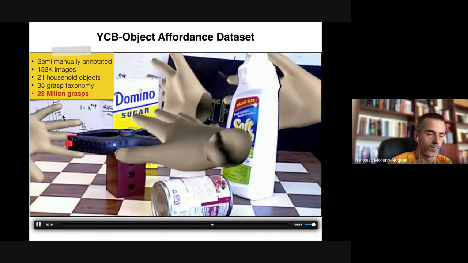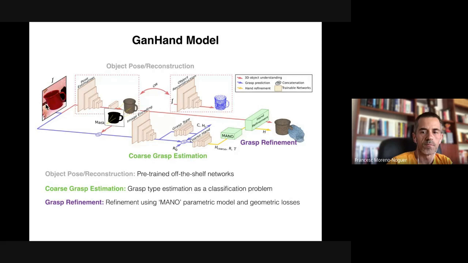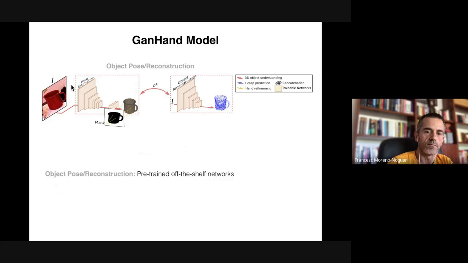All right, once we have the dataset, then we can train our network. So what we want to do is, given an input image, estimate the geometry of the object in the image plus the grasp configuration of the hand. For this, we used different modules. The first module estimated the geometry of the scene, right? So we used a pre-trained network for that.